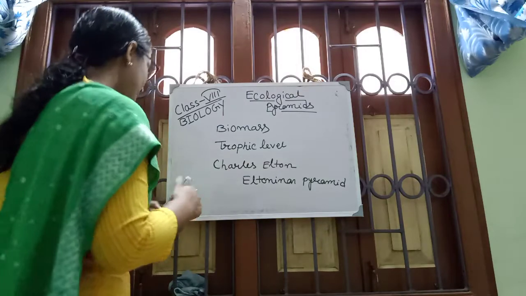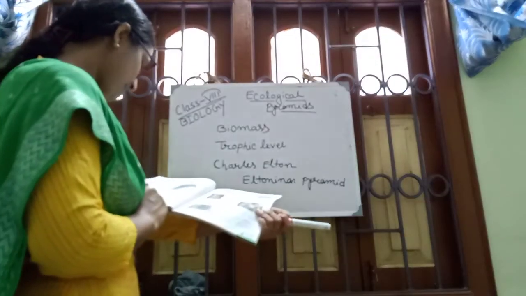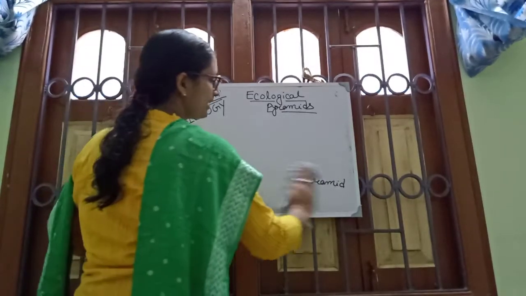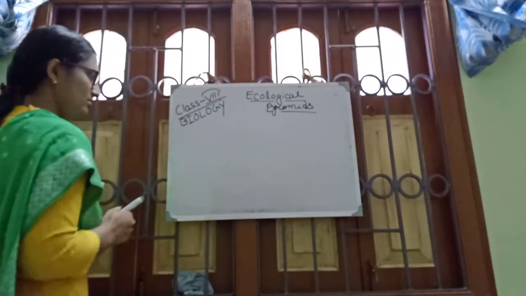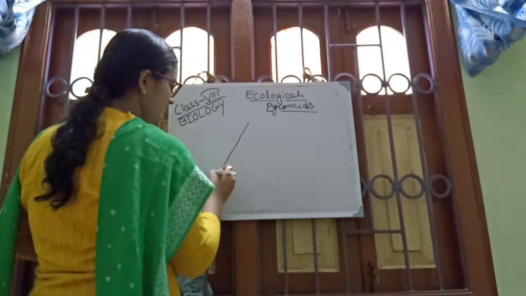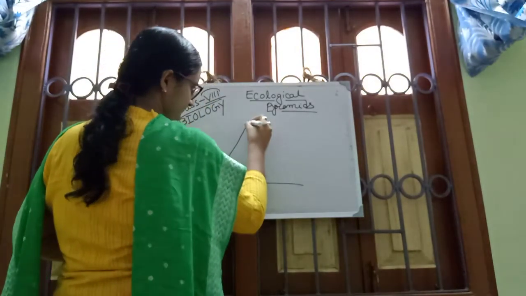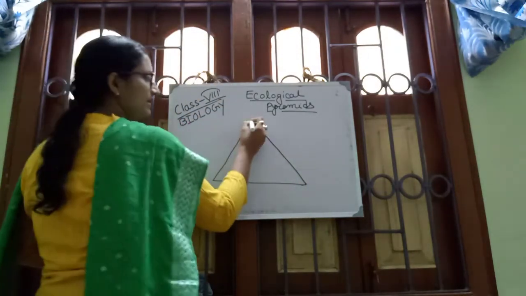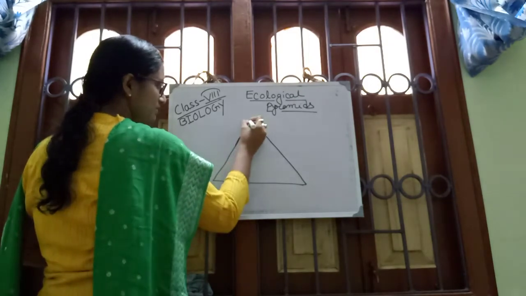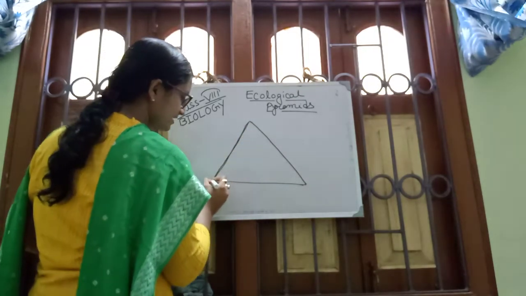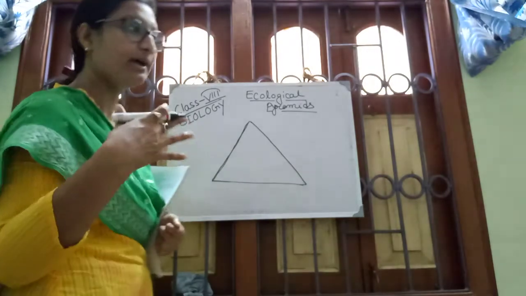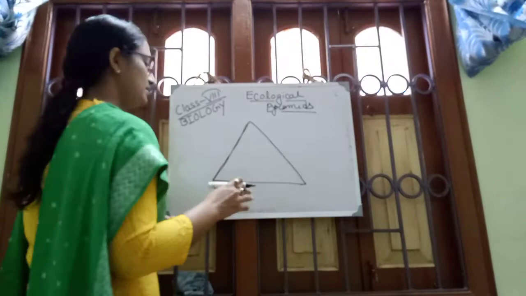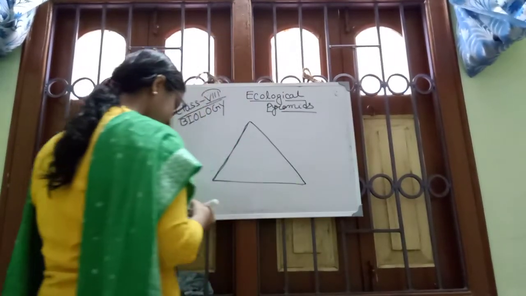Actually, the pyramid of number. The first one, pyramid of number. What is this? Now I'll discuss. You know this is the structure of a pyramid. But here in ecology, what is represented? Only the number of organisms present in the ecosystem is represented in the pyramid.